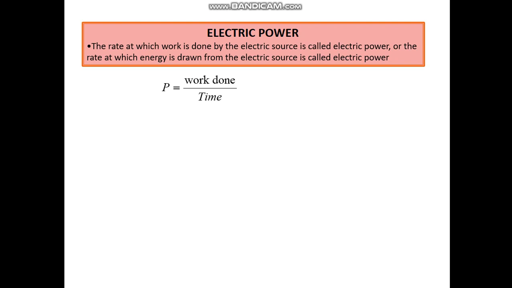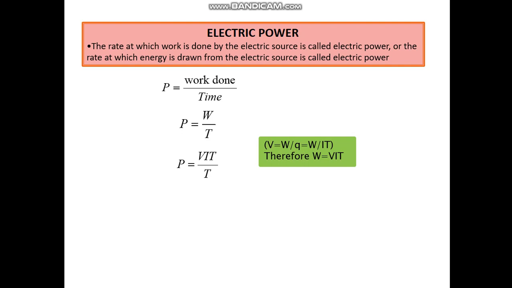So we have power is equal to work done upon time, that is W upon T. Now lo and behold, P is equal to VIT upon T. How is that? Now let us analyze it. So you know potential difference is nothing but the work done per unit charge, or the work done by a charge to move from one place to another.